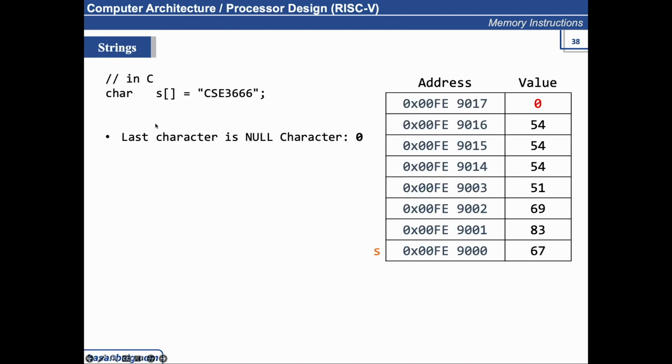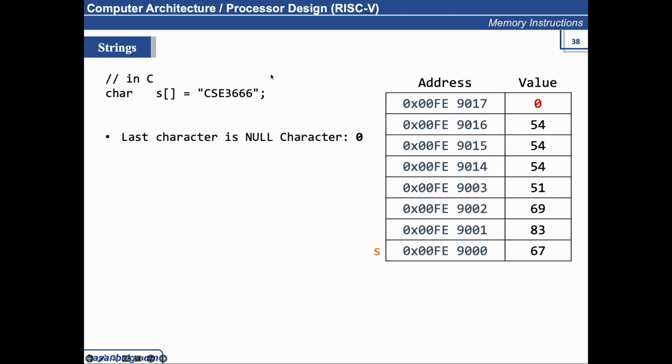So assume that we are declaring a string. A string is declared as an array in C with multiple characters, so CSE 3666. It will be stored in memory like this, because each character is represented in a byte, and the ASCII values are stored. We have discussed what the ASCII values are. If you remember, I mentioned that uppercase A has an ASCII value of 65. So uppercase B would be 66, uppercase C is 67, and so on.